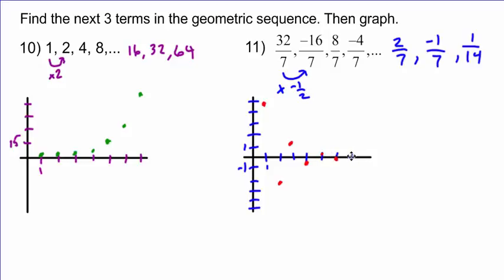We keep getting closer and closer to the x-axis. The further right we go, the closer to the x-axis we go. But it alternates sides. It goes above, below, and so on. Kind of an interesting graph. Again, definitely don't want to connect the dots. Just leave it as a discrete graph.